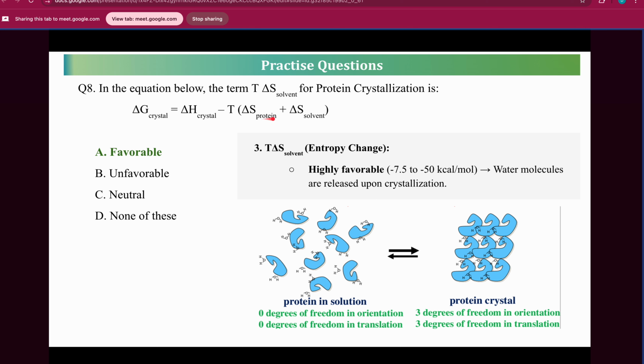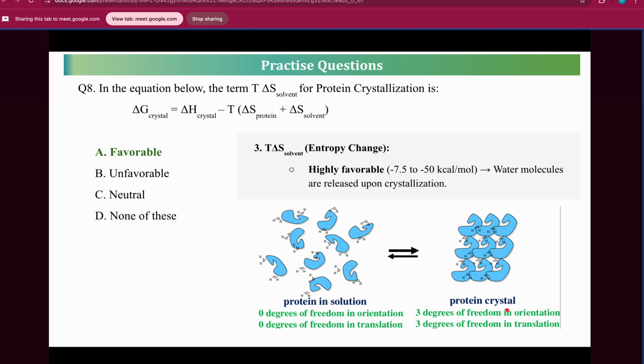When we talk about delta S of protein, in that case, it was highly unfavorable. But if we talk about delta S of solvent, then it is highly favorable, because when protein is present in solution, these water molecules are not free to move because they're attached to the protein, and only the protein is moving, not the solvent. So in this case, there is 0 degrees of freedom in orientation and 0 degrees of freedom in translation for the solvent, or you can say for the water molecules.